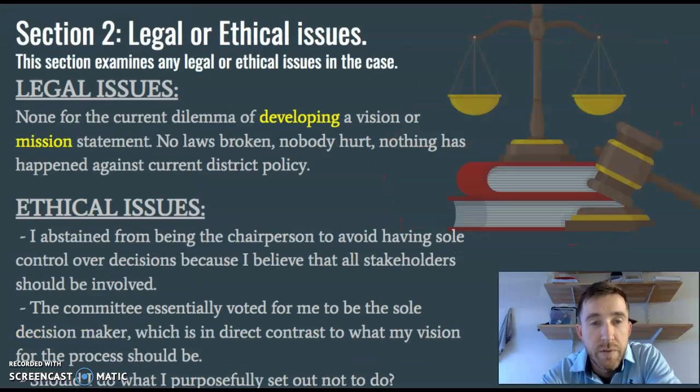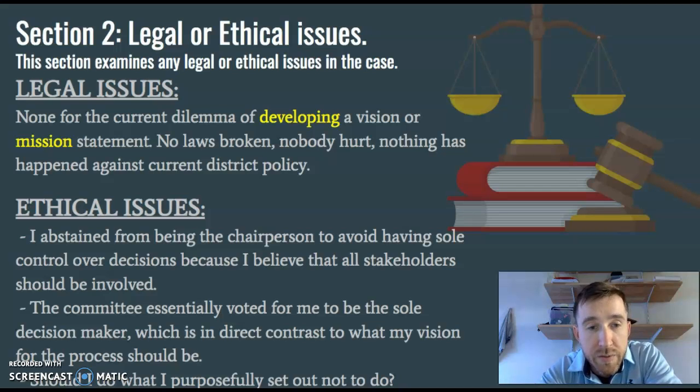For Section 2, we have our legal and ethical issues. Legal issues, there are none for this dilemma because it's just about developing a vision and mission statement. There were no laws broken and nobody hurt, nothing happened against district policies.